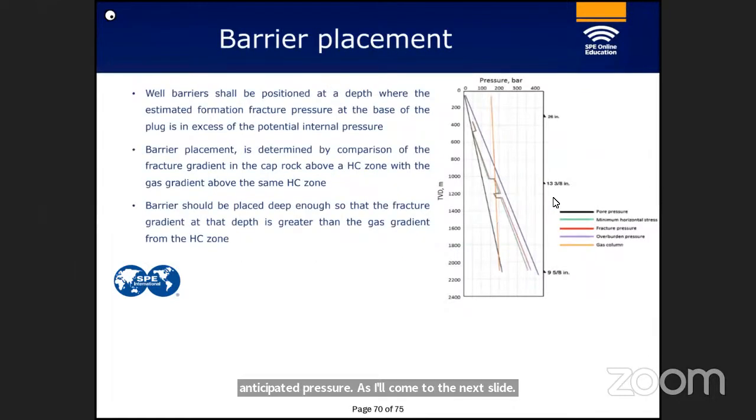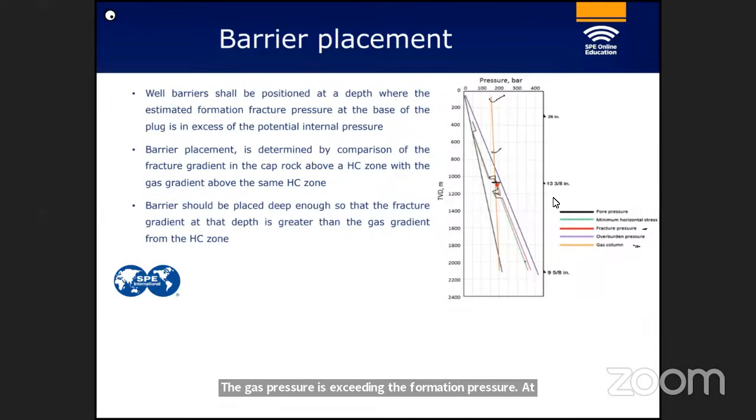So what is meant by maximum anticipated pressure? I'll try and explain the plot on the right hand side of the slide. The dark one is the pore pressure. I'll not cover all of it, just see the fracture pressure and the gas column pressure. So this is the gas column pressure, and the fracture pressure is this line which is following it. So at this point, the gas pressure is exceeding the formation pressure.